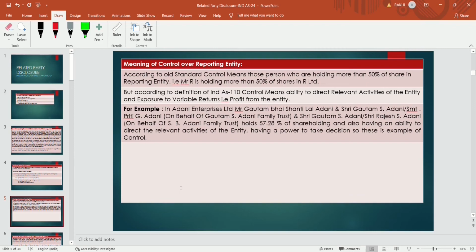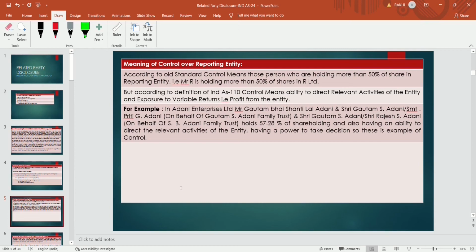This can be explained by an example in Adani Enterprises Limited. Mr. Gautam Bhai Shantilal Adani and Srimati Preeti Gautam Adani have made a trust, the Gautam Adani Family Trust, which has a shareholding in Adani Enterprises. Along with another trust, the SB Adani Family Trust, they hold 57.28% of the shareholding. So they have control over Adani Enterprises.